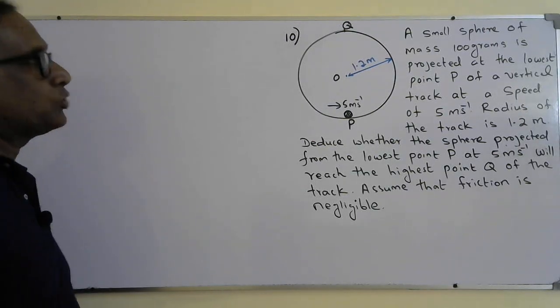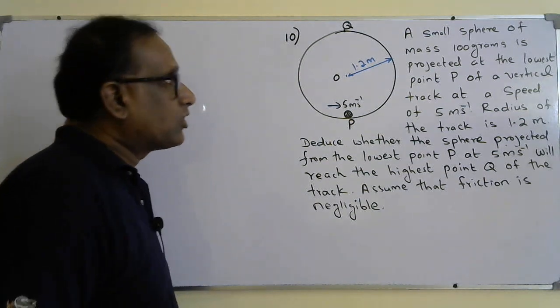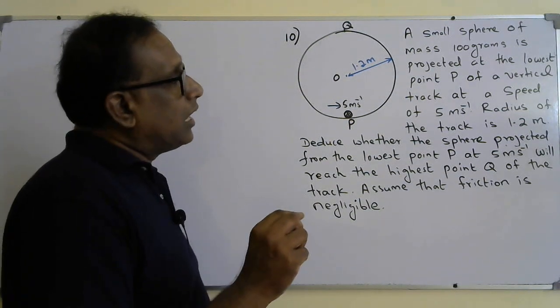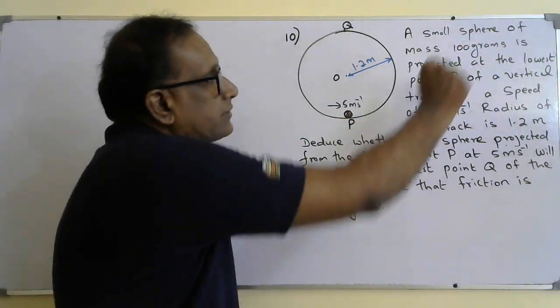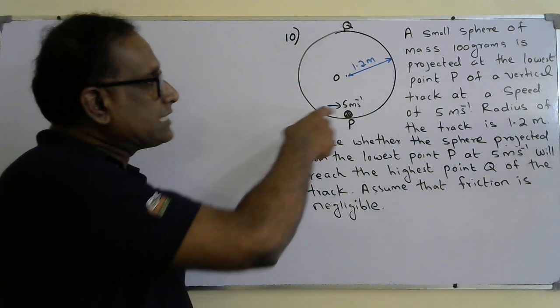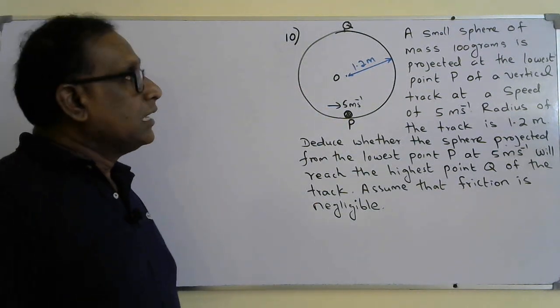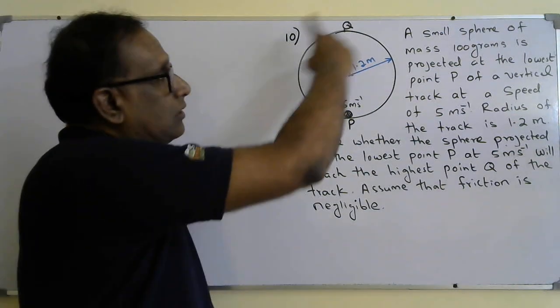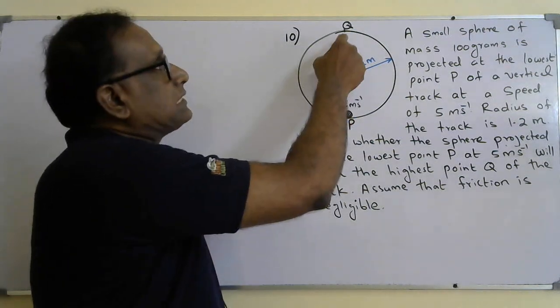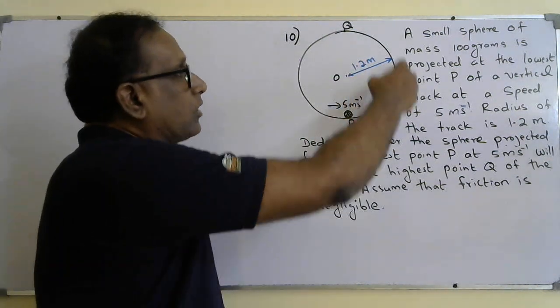Okay, so this is the 10th question. It's a vertical track of radius 1.2 meters. A small sphere of mass 100 grams is projected from the lowest position of the vertical track at a speed of 5 meters per second. The radius is 1.2 meters for the track. The question is, will it be able to reach the highest point Q along the circular path?